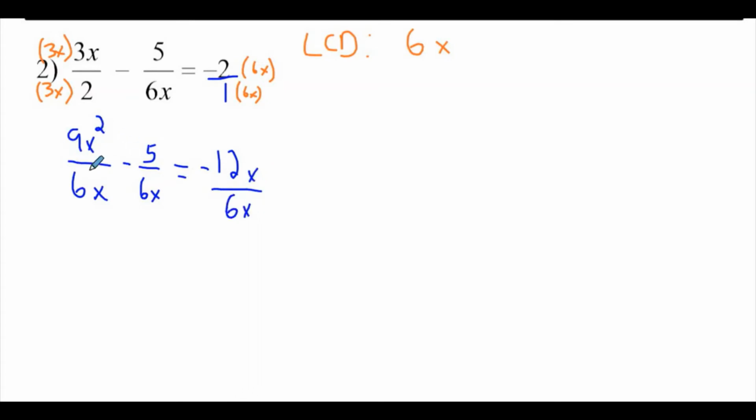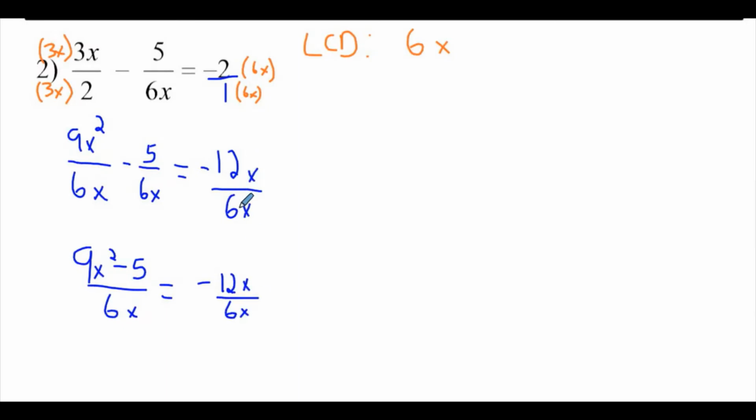And then equals negative 12x over 6x. It is very important to combine these like terms before you cancel the denominators. So in this case, all I have to do is combine them and put them over 6x. Okay, and then over here, I would have negative 12x over 6x.